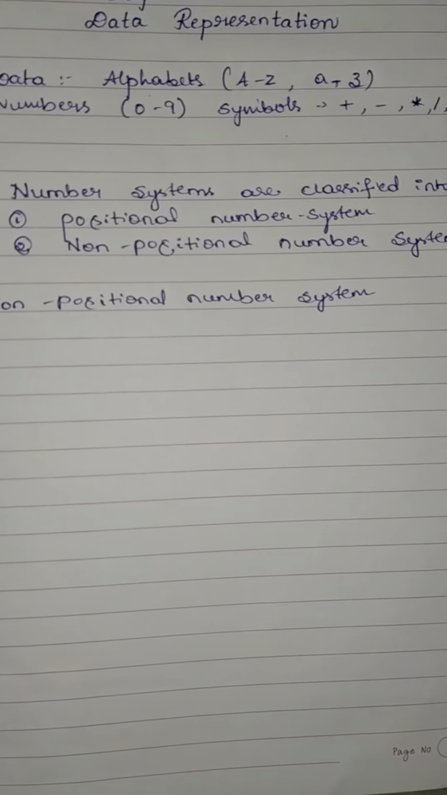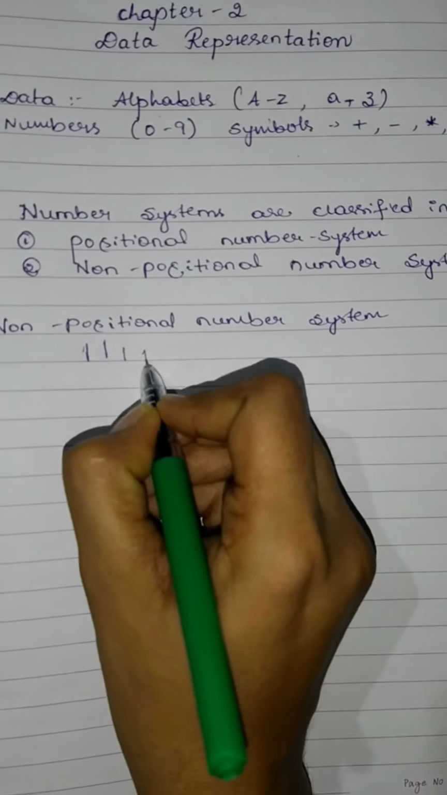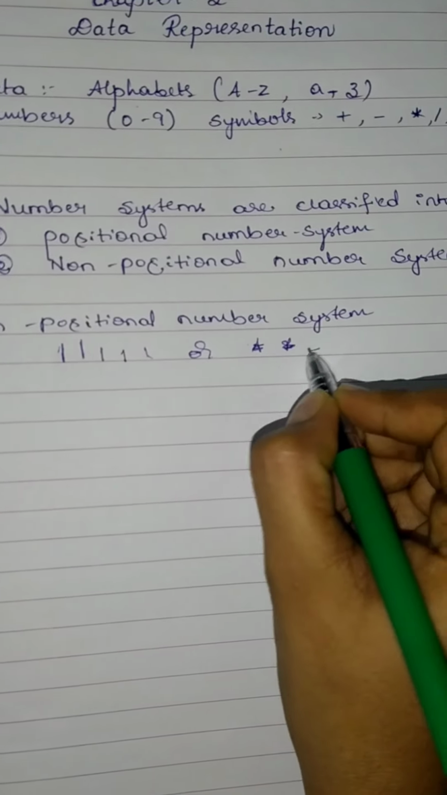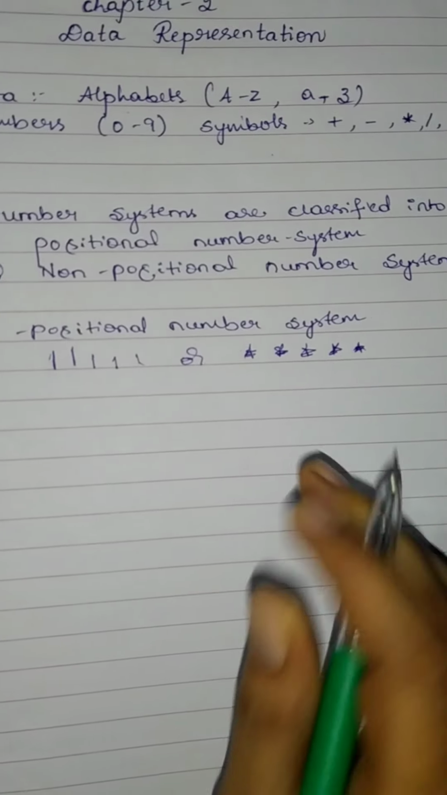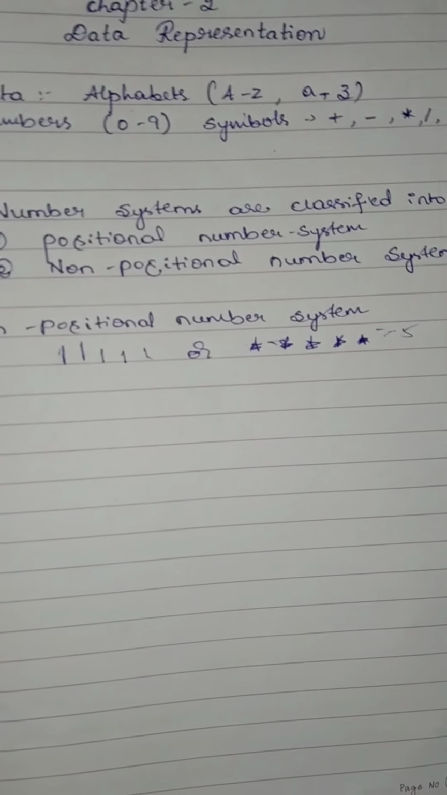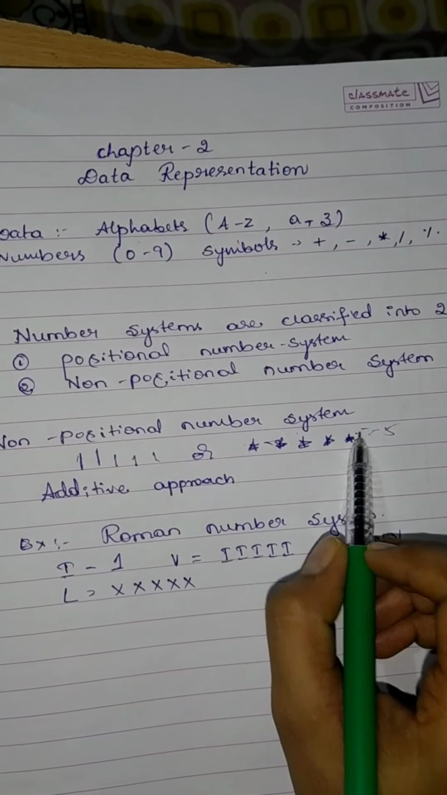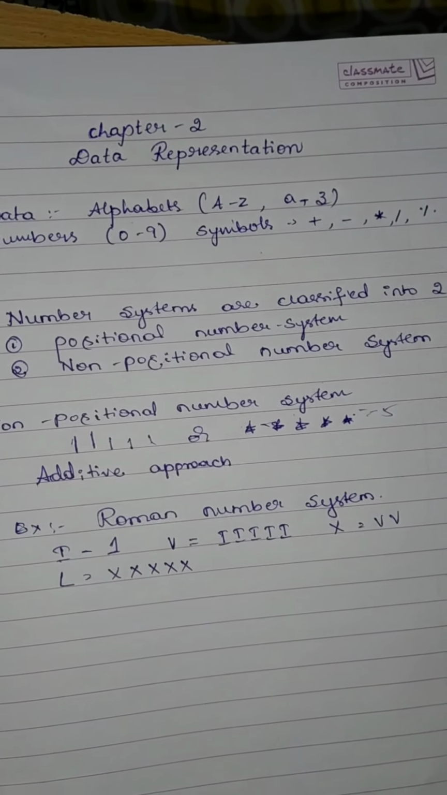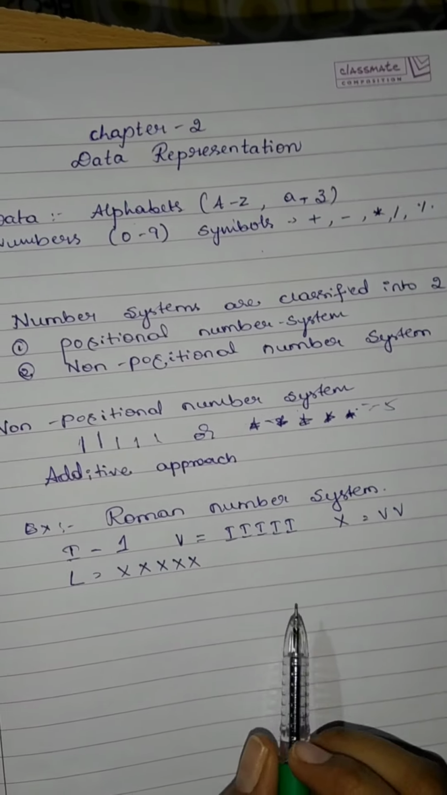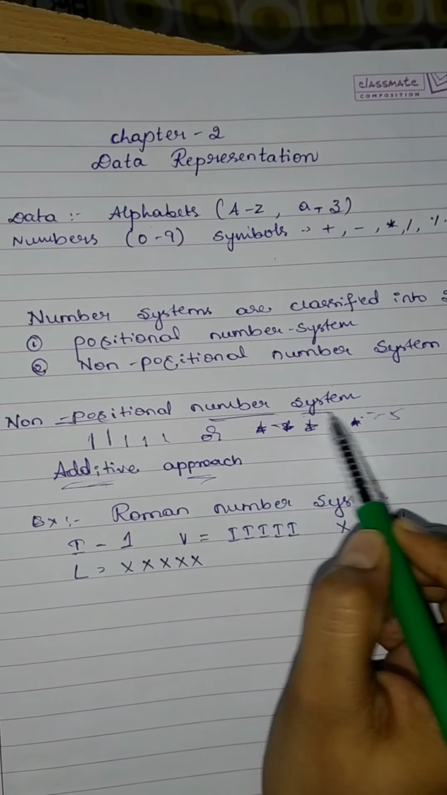For example, 5 objects can be represented as 1 2 3 4 5, or by making use of stones like 1 2 3 4 5. The overall value is the sum of these numbers, but there is no position for the number values. The sum of all the individual values of the elements is the overall value. Such an approach is known as the additive approach or non-positional number system.